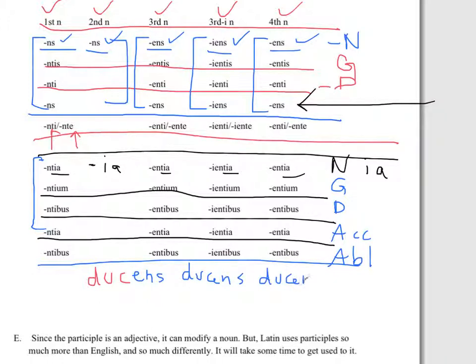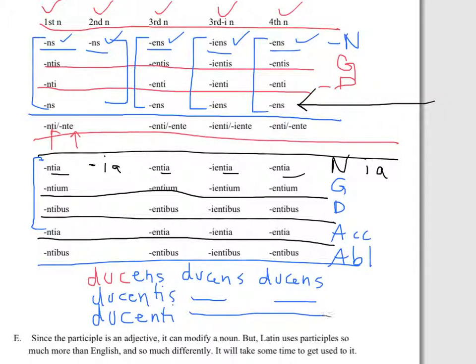That's the nominative all the way across. The genitive singular would be ducentis, ducentis, ducentis. The dative singular would be ducenti, ducenti, ducenti, and so forth and so on. As long as you know that you take the second principal part, drop the re, era, or re, and add the chart as shown above and in the previous screen, you understand what the participle looks like.